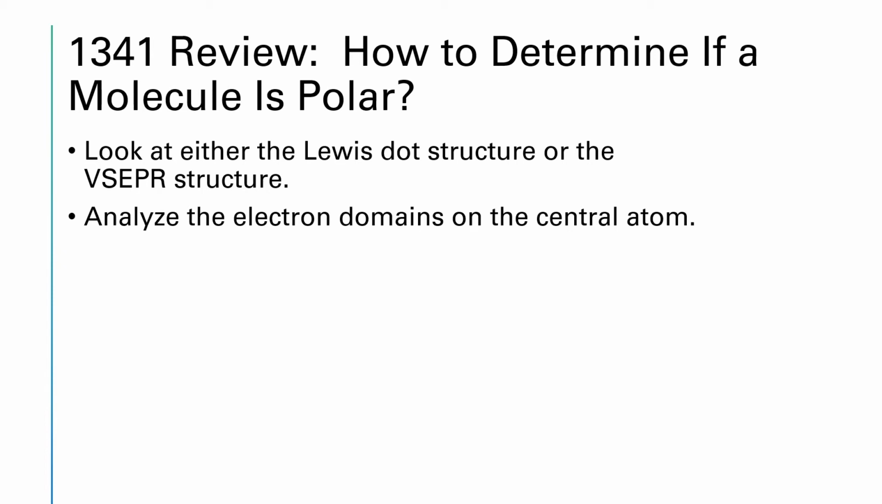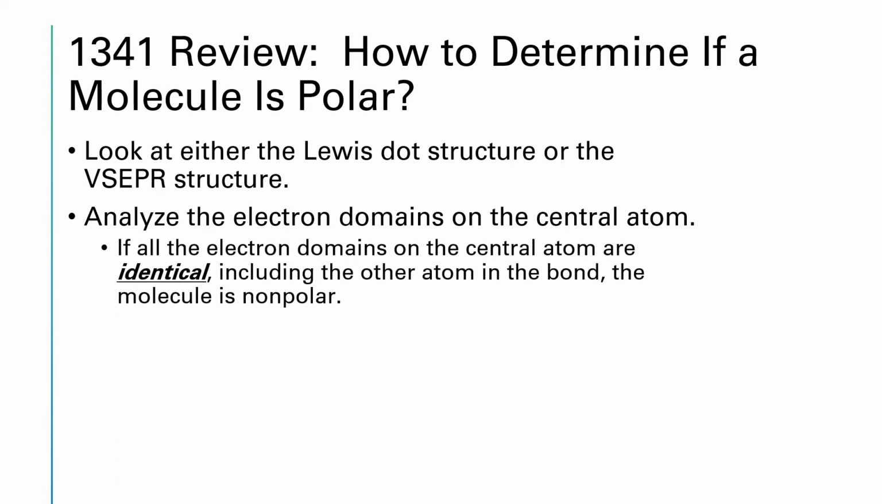So we're going to have to look at these electron domains on the central atom in the molecule. If it's a very simple structure where you have a single central atom with a bunch of other atoms around it, we just need to focus on that central atom. If it's a more complicated structure where you have lots of different atoms that could potentially be considered the central atom, we may need to analyze all of them to see if any piece of that molecule is polar, which then makes the whole molecule polar.